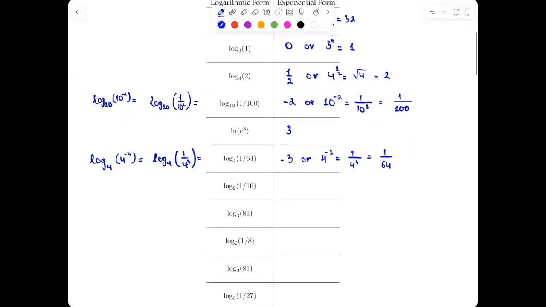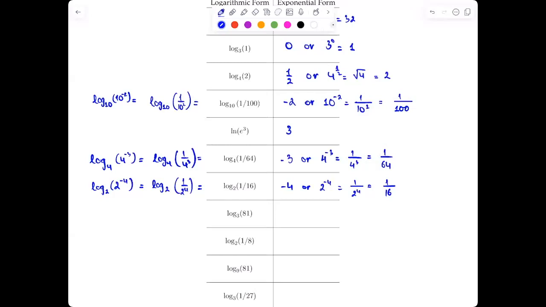So you can rewrite 1 over 16 as 1 over 2 to the 4th power. Or this is log of base 2 of 2 to the negative 4. So the answer is negative 4. Or you can write this again as 2 to the negative 4, or 1 over 2 to the 4th, 1 over 16. Any questions?